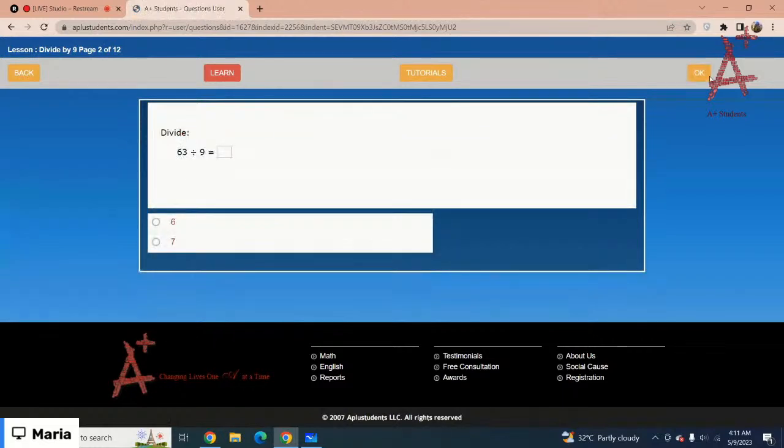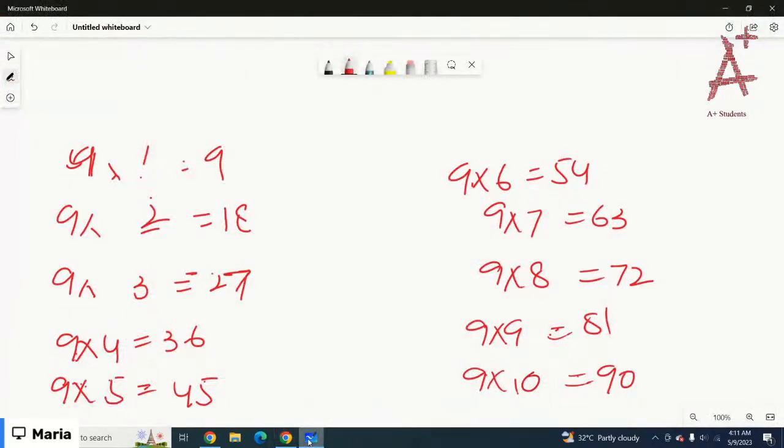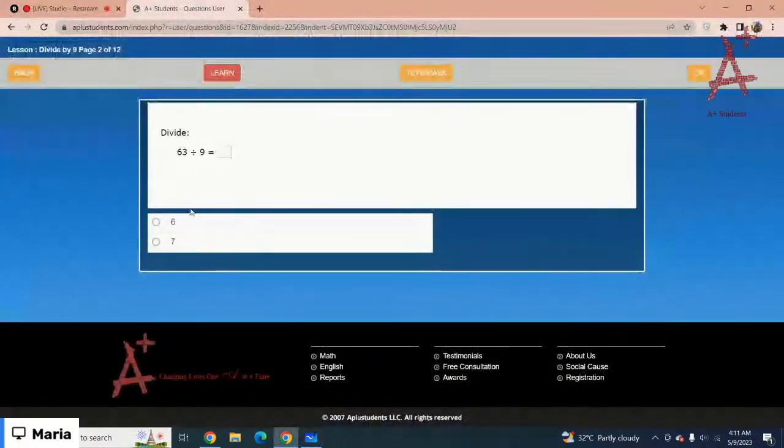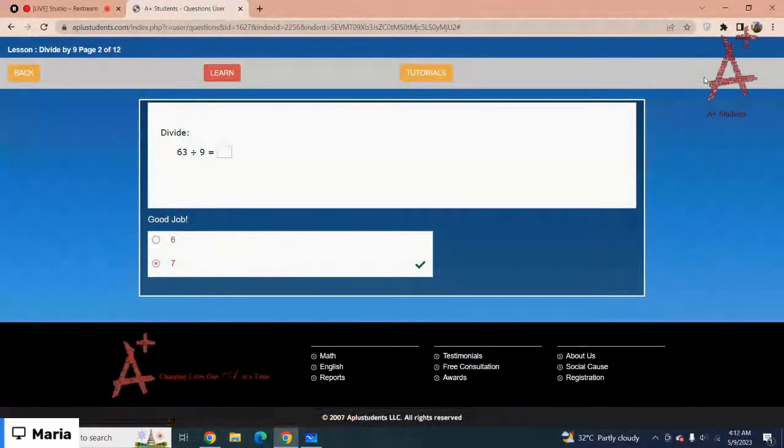Okay, 63 divided by 9. You have to count the table of 9 until 63. So 9 times what number is 63? Which is the correct option? It would be 9 times 7 is 63. So the correct option is 7. That means when you divide 63 by 9, the answer is 7, because you can count 9 until 63 by 7 times. 9 times 7 is 63.